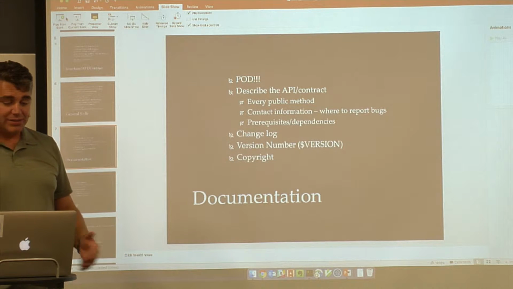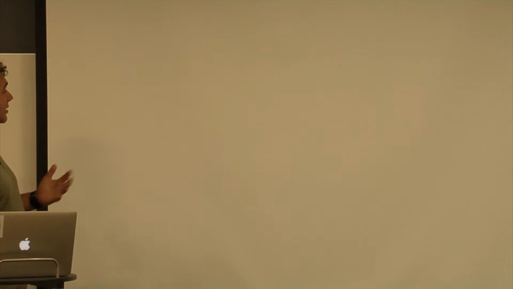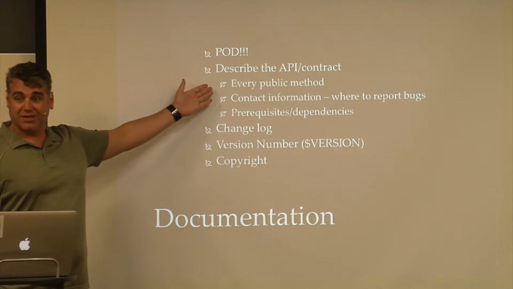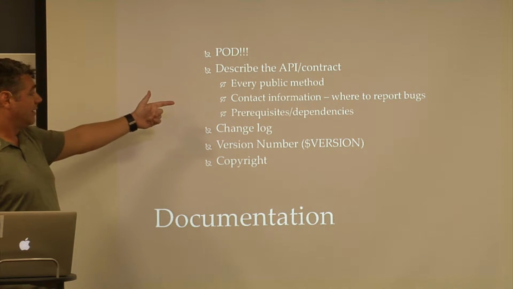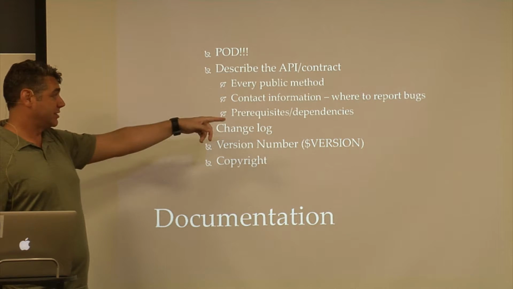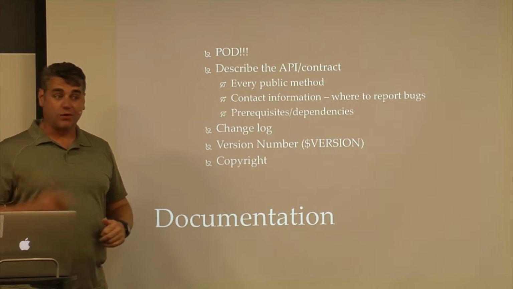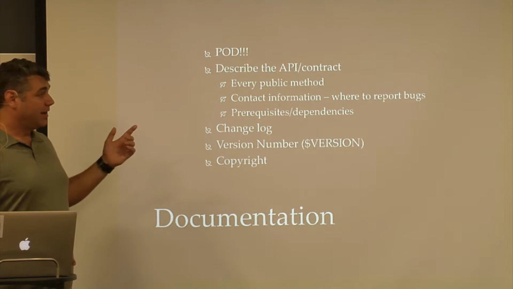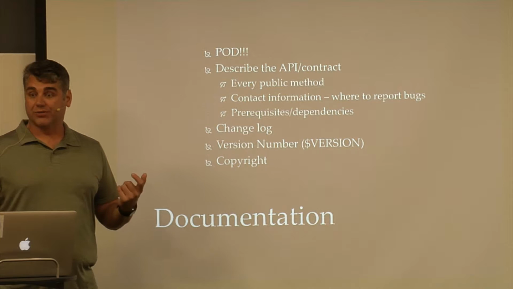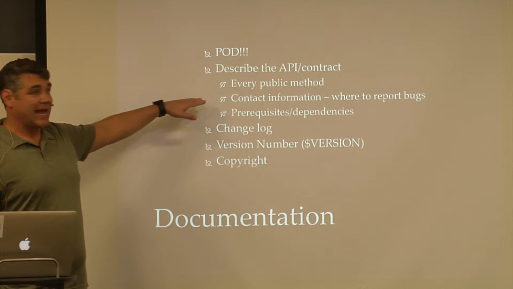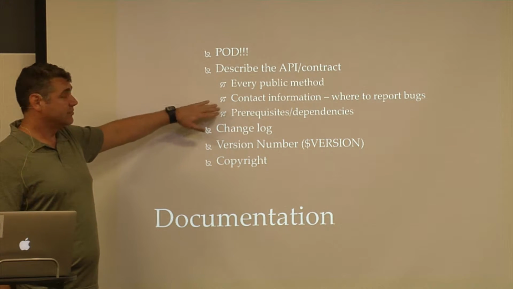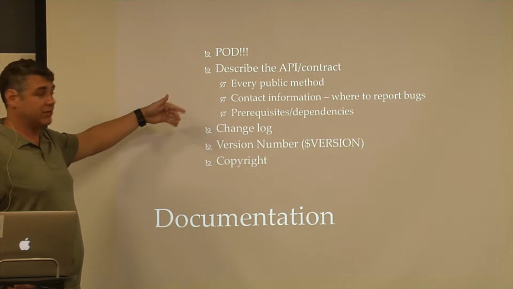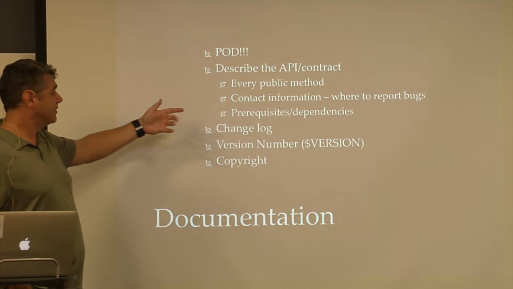Basically, in POD, just describe the API, your contract. Tell the user, how do I use you? Describe the public methods that are available, how to use them, and contact information, so people know where to report bugs. Fortunately, if you are publishing on either GitHub or CPAN, those both come with reporting tools. So this isn't quite as important, but if someone's gone to the trouble to use your documentation, you should let them contact you to help you.